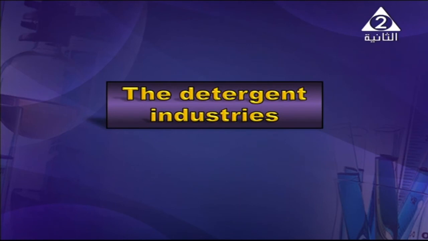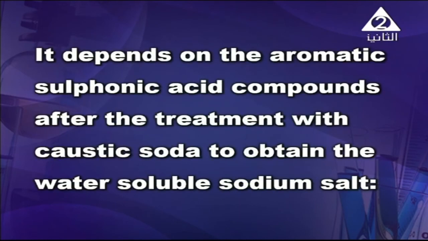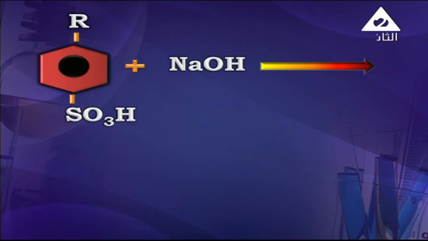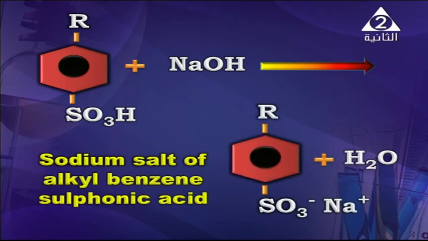The detergent industries depend on the aromatic sulfonic acid compounds after treatment with caustic soda to obtain the water-soluble sodium salt. As shown on the screen, the alkyl benzene sulfonic acid on treatment with sodium hydroxide, caustic soda, gives the sodium salt of alkyl benzene sulfonic acid, R-benzene ring-SO3Na, plus water is produced.